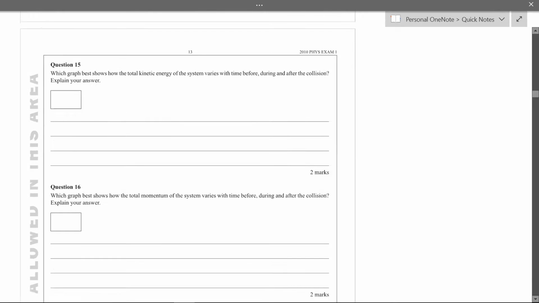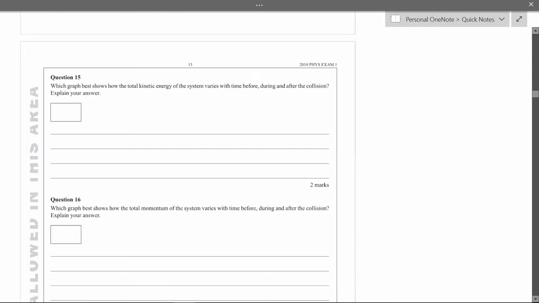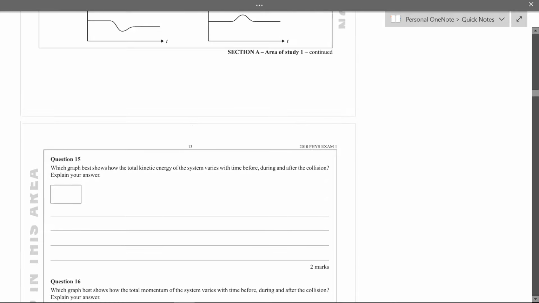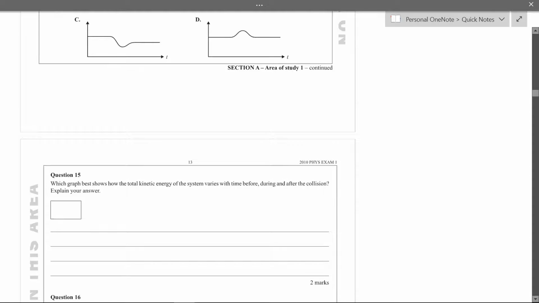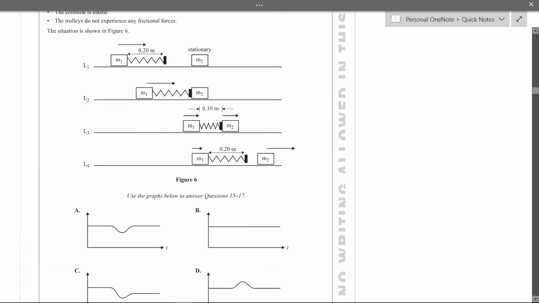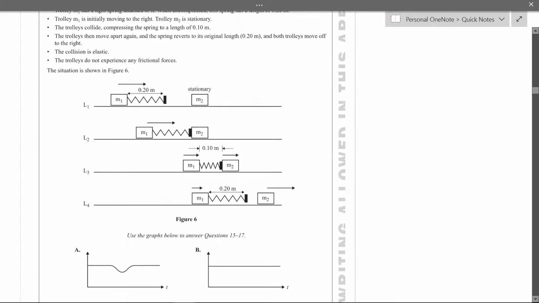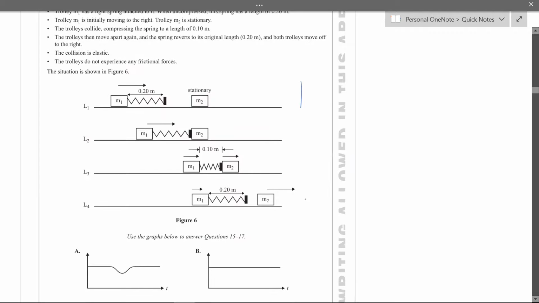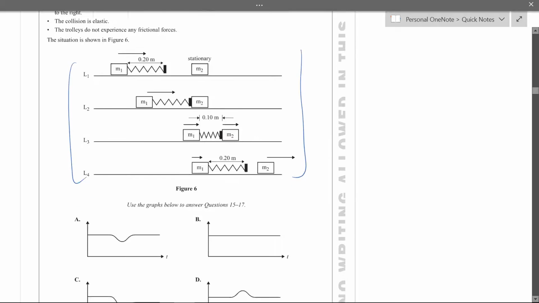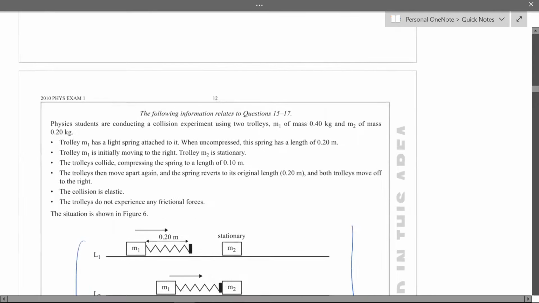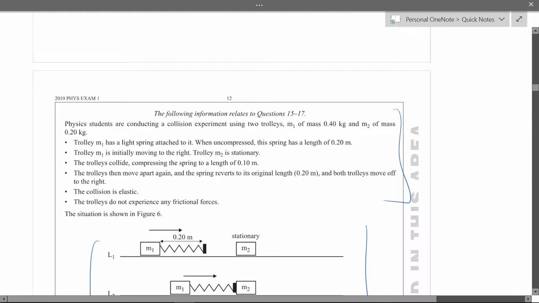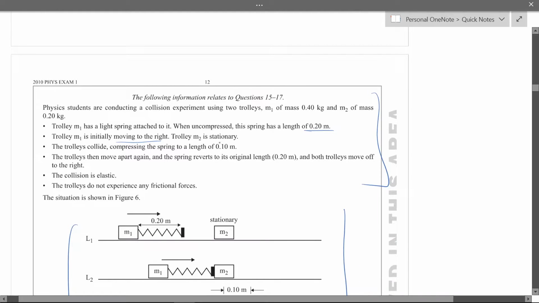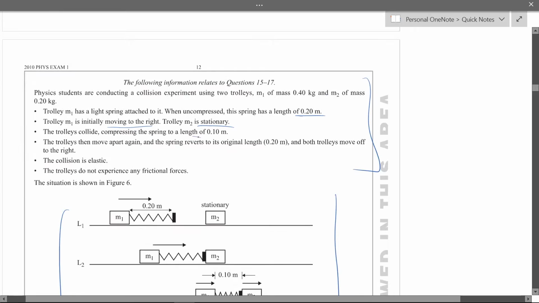Which graph best explains how the total kinetic energy of the system varies before, during, and after the collision? So we have this situation, and we have these things that we know. There's a light spring, and when it's uncompressed, it has a length of this. It's initially moving to the right. Trolley M2 is stationary. Then they collide, and the spring compresses, and then they move apart.